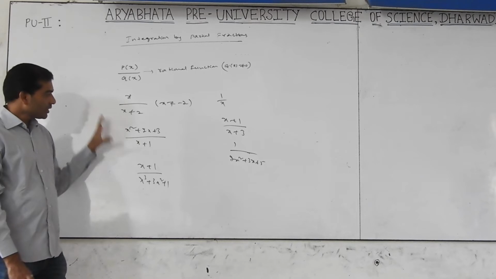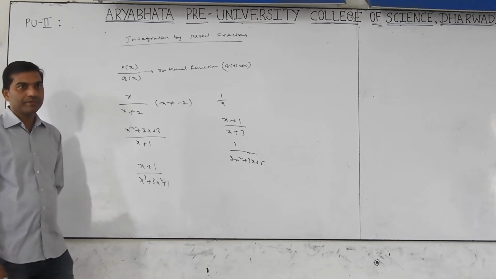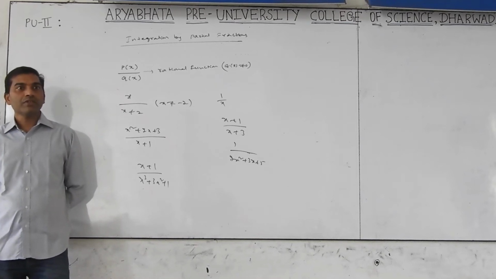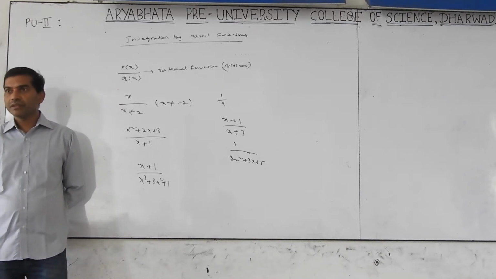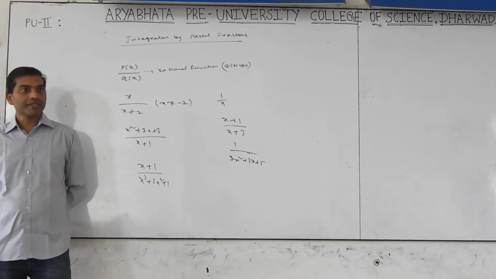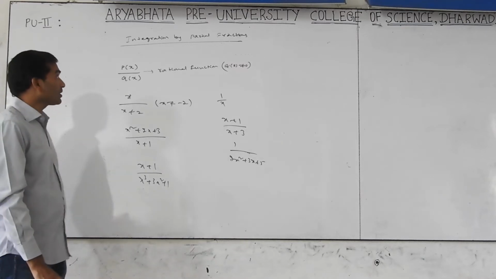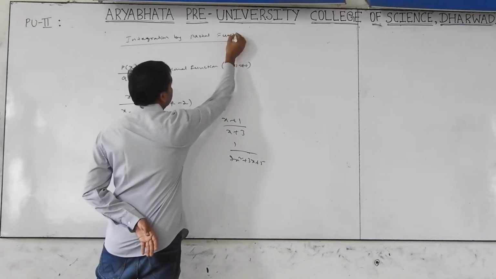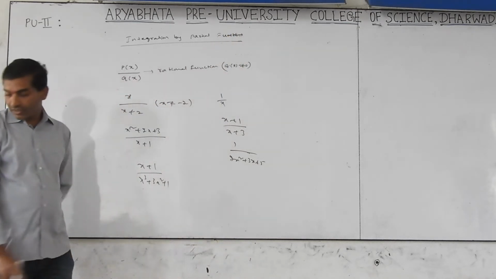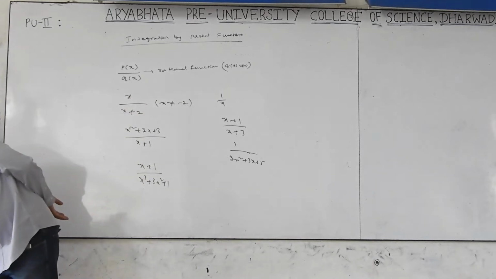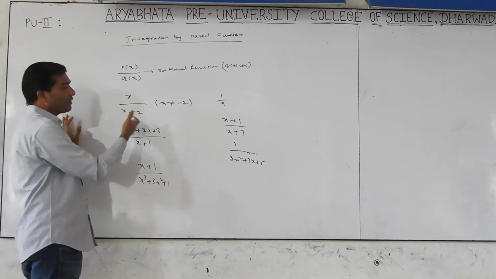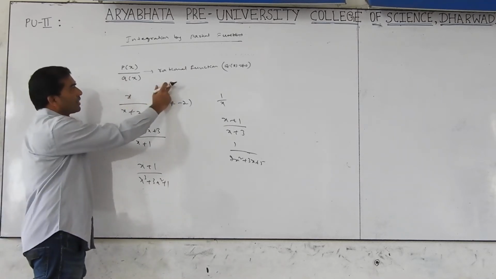Here there are two types of functions: one is proper function, another one is improper function. In lower classes we have discussed proper fraction and improper fraction. Now integration by partial functions, not fractions, partial functions. Now we are going to discuss. We can say fractions are functions depending on the function. Yes, this is the rational function.